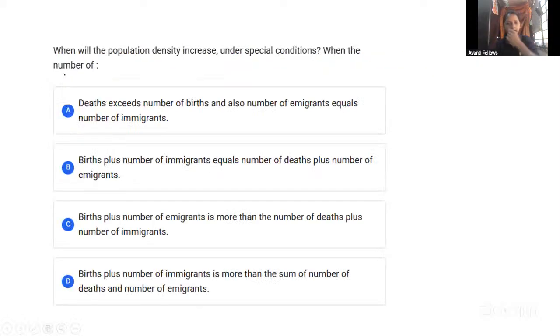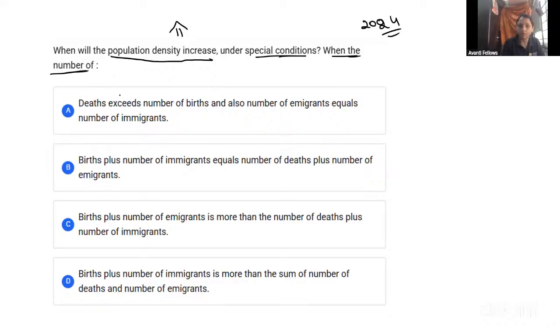So here is the question, guys. It was asked in the 2024 exam, NEET 2024. When will the population density increase? Remember, under the special condition where the number of deaths exceeded the number of births, and the number of immigration equals the number of emigration. You can read this and answer the question. Go carefully.